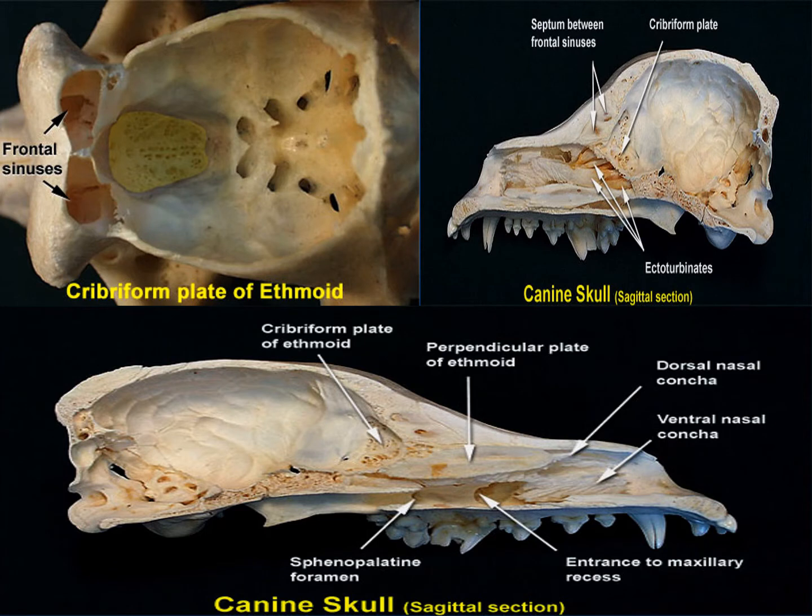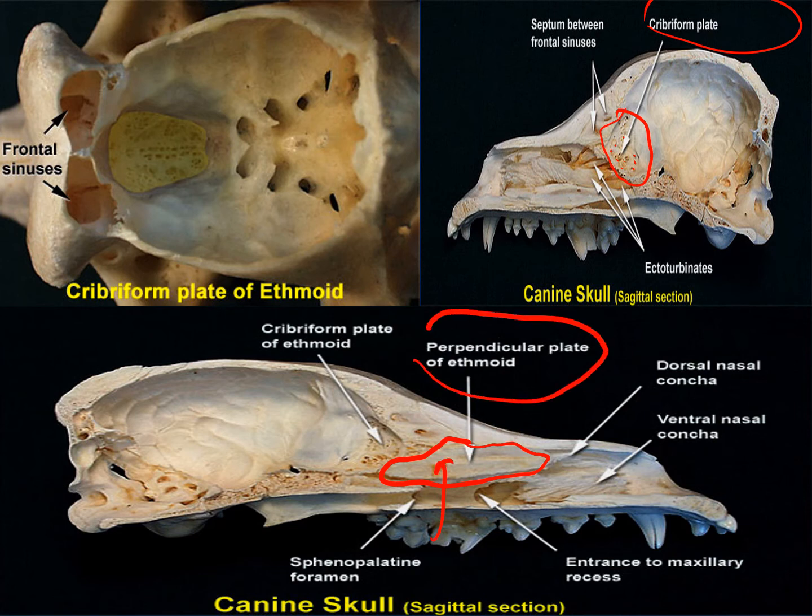So this one here, you can see this area here where we have this perforation. This is the cribriform plate. And then we have this one here, which is the perpendicular plate, which helps in the formation of the nasal septum. We call it the perpendicular plate of the ethmoid bone.